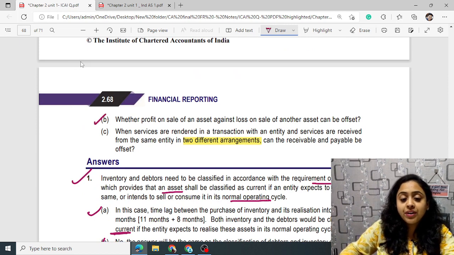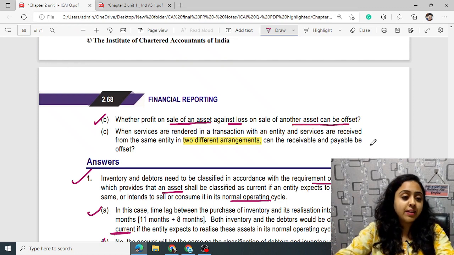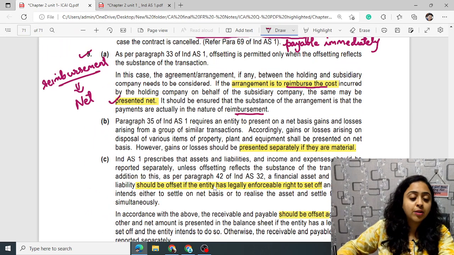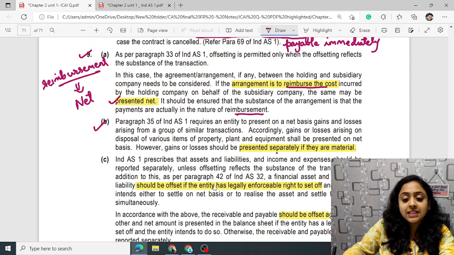Whether profit on sale of an asset against loss on sale of another asset can be set off? No, it cannot be done, because it will not present a clear picture. So, present it separately if they are material.